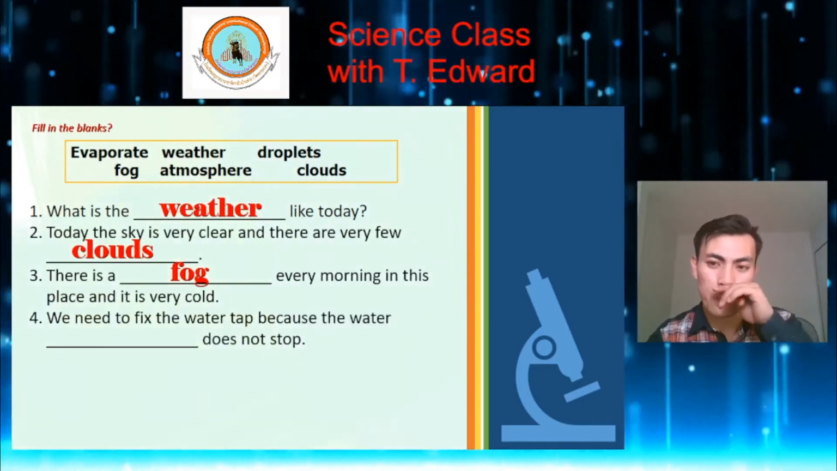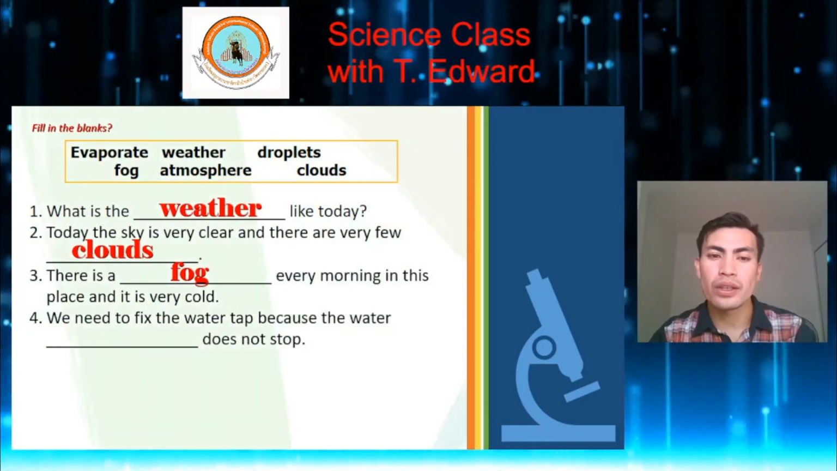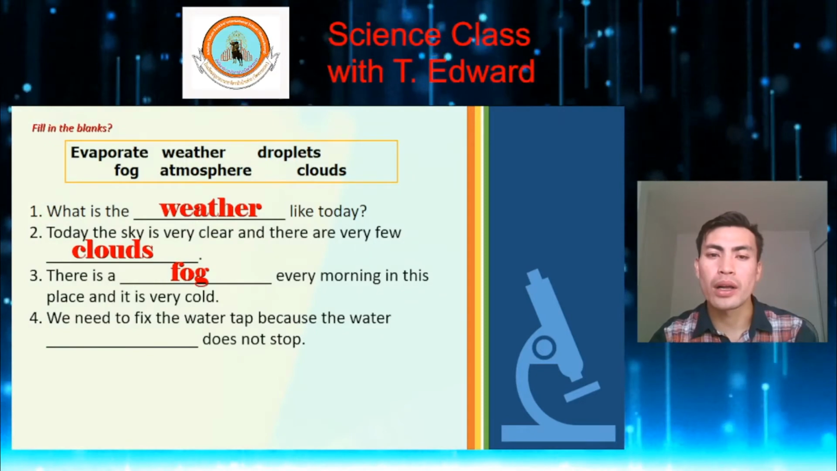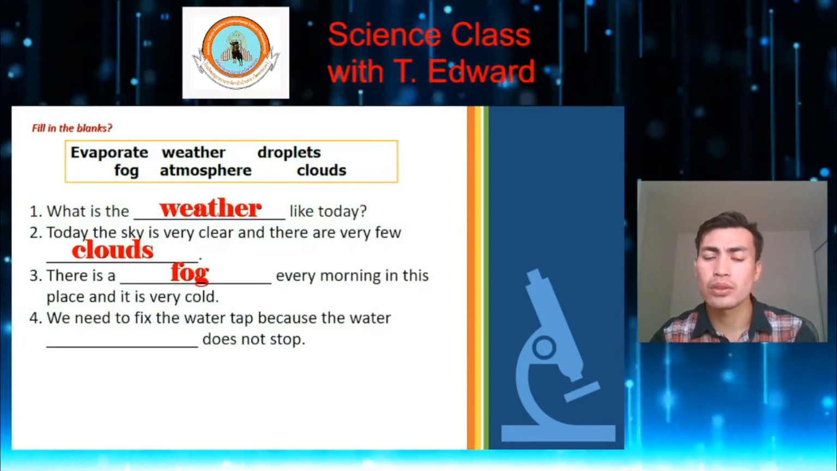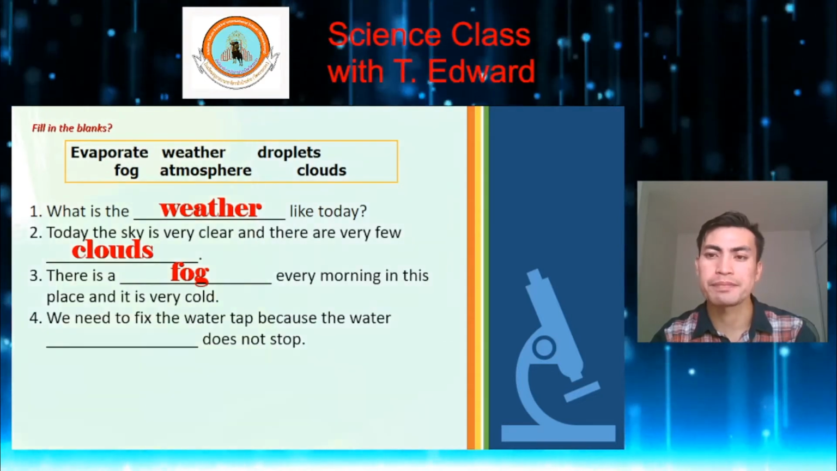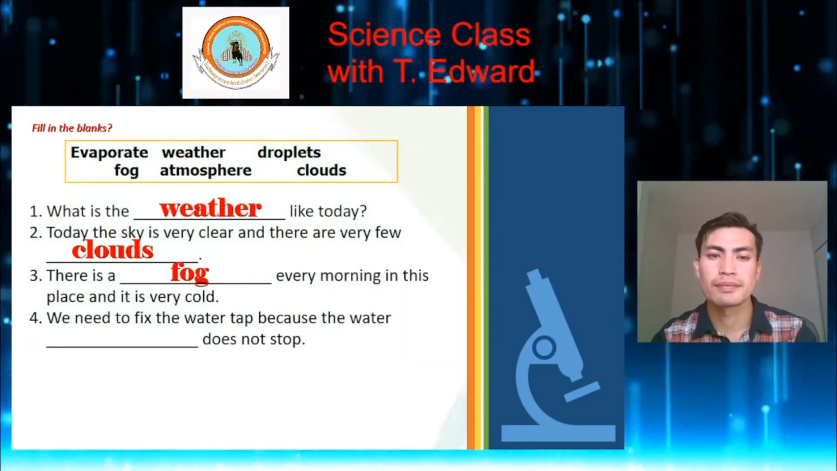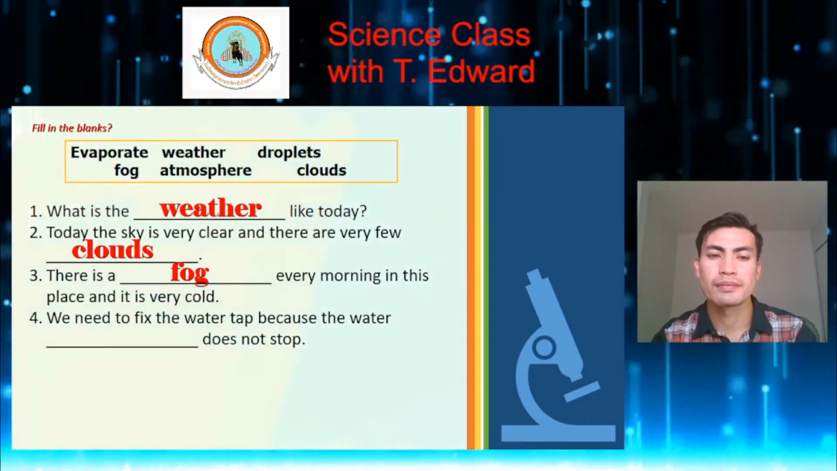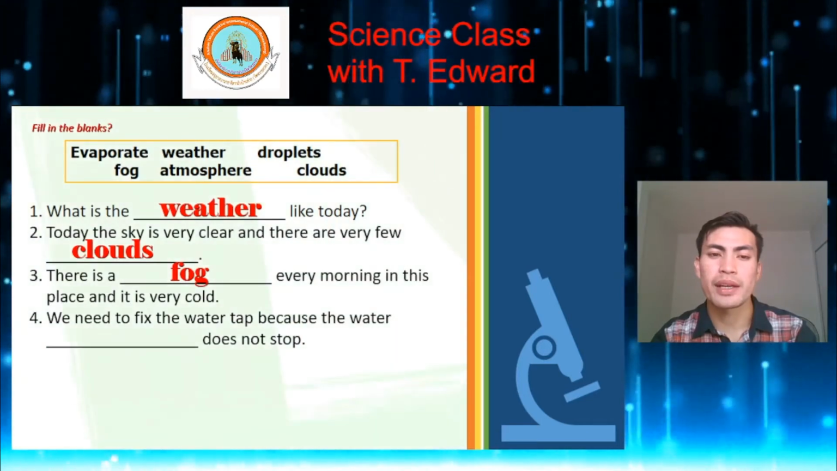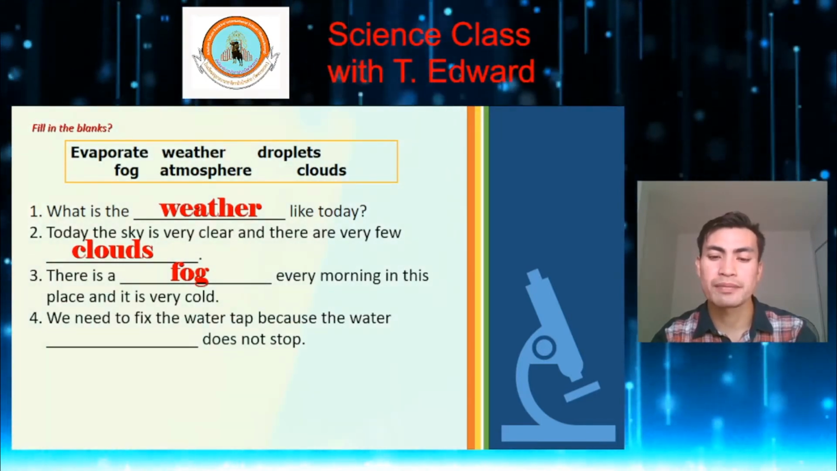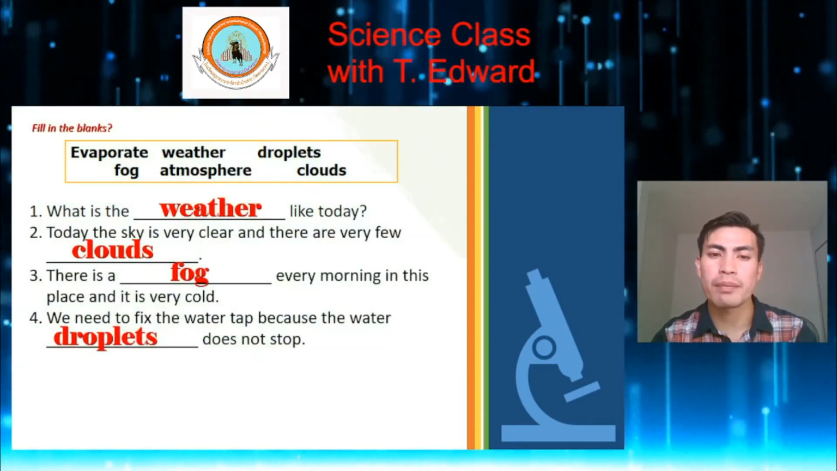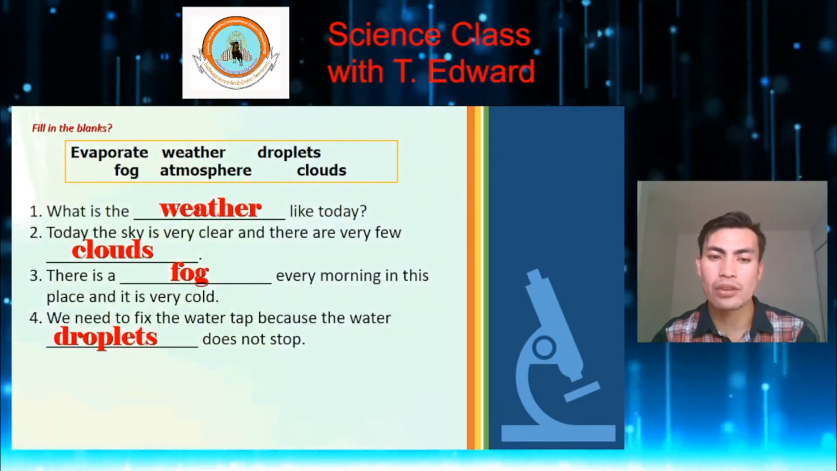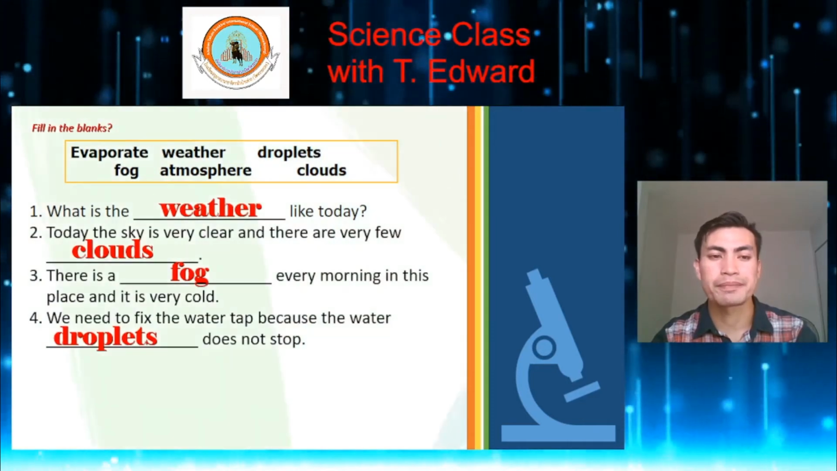Okay, number 4. We need to fix the water tap because the water blank does not stop. What do you think is the answer? Alright, the correct answer is droplets. We need to fix the water tap because the water droplets does not stop.